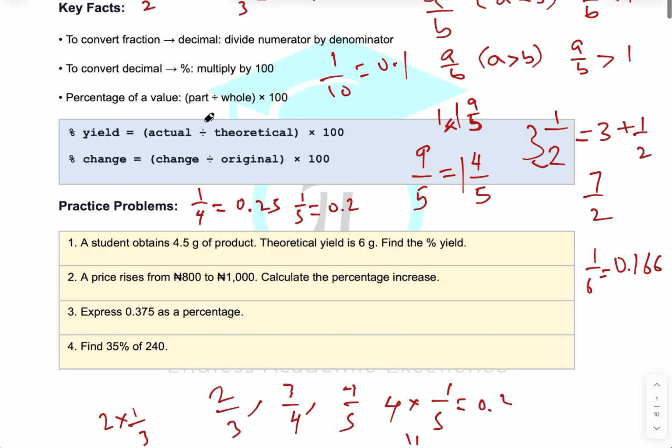And next is to convert decimal to percentage. All you have to do is multiply that result by 100. For instance, look at this example here.